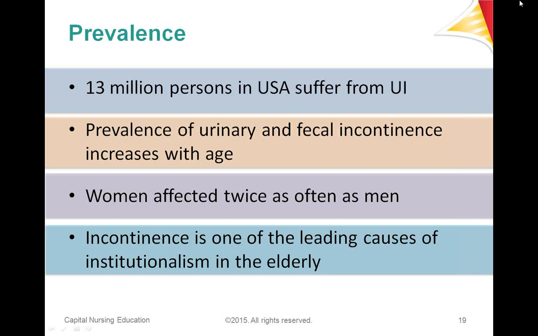The thing that I'd like to point out here is that incontinence is one of the leading causes of institutionalism in the elderly. Many, many patients wind up having to go to skilled nursing facilities because they're unable to deal with the issue of incontinence and all that that entails when they're living at home by themselves in their own home.